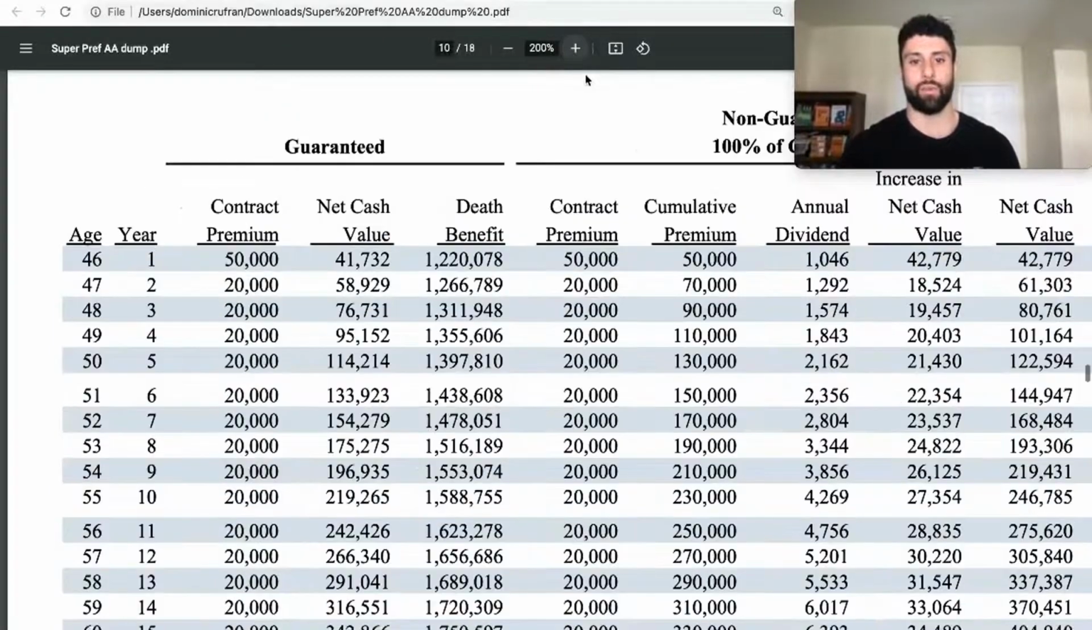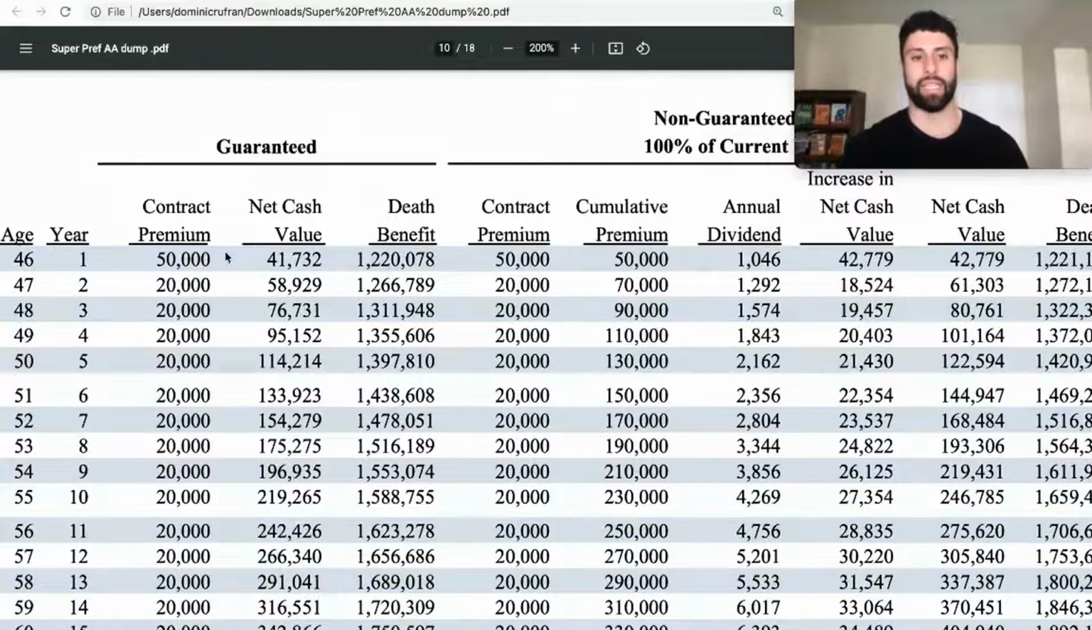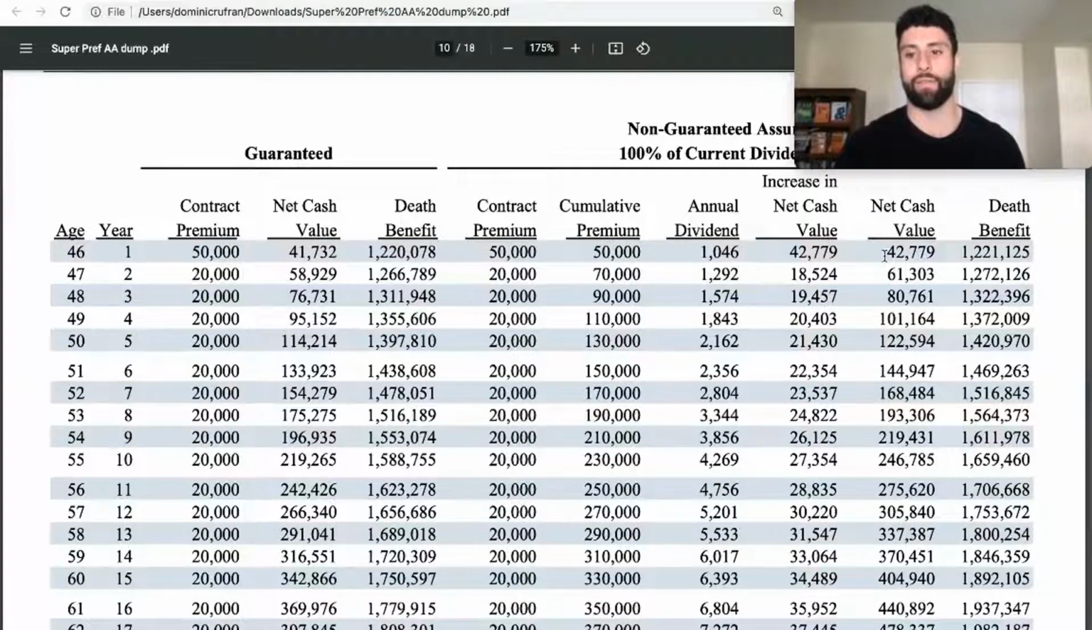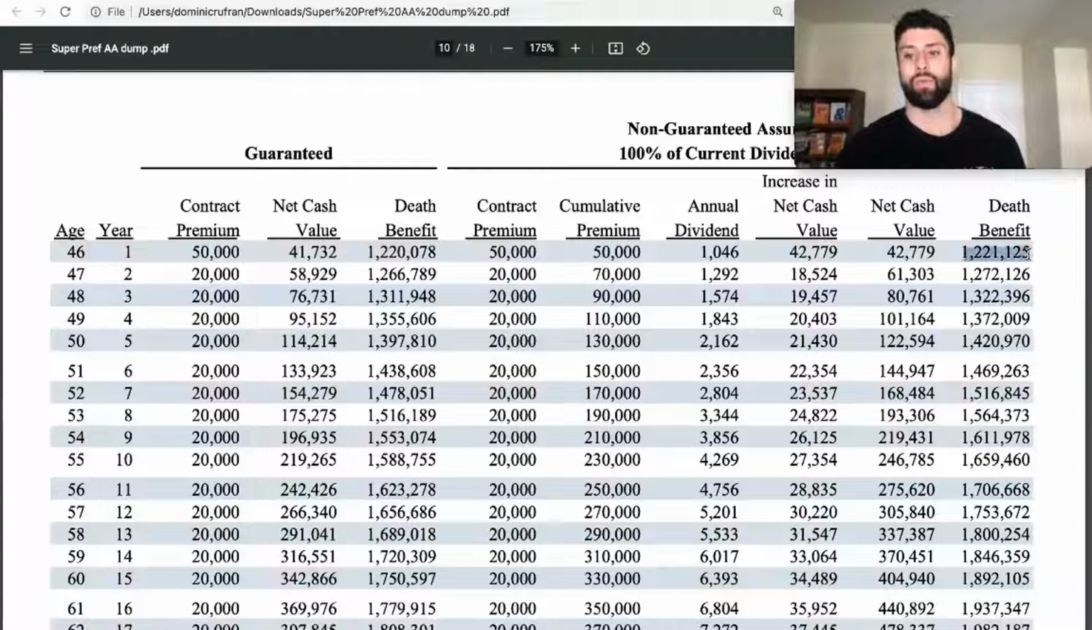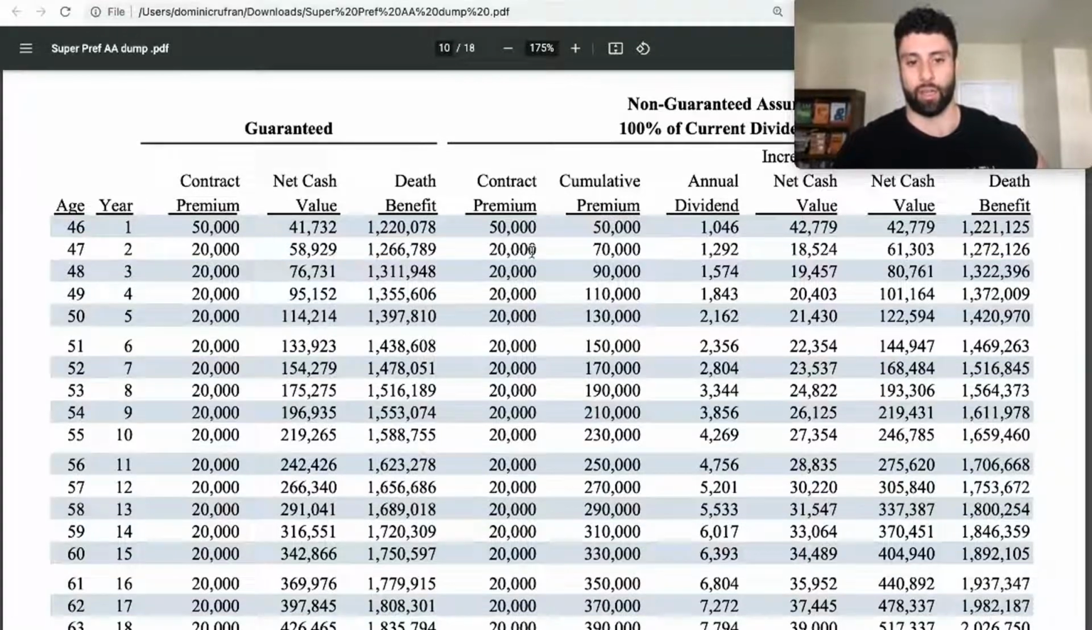If I go ahead and zoom in one more time for you, you'll see that this policy has a $50,000 contractual premium, and then a $20,000 annual contribution thereafter. And you'll see that within that first year, we have $42,779 that we can use for whatever that purpose is. If it's for real estate, our business, an emergency fund, whatever it is to you specifically, we have this $42,779 to be able to loan against to use for that purpose. Our death benefit in this instance is $1,221,000. And every single year after, we do a $20,000 contribution.